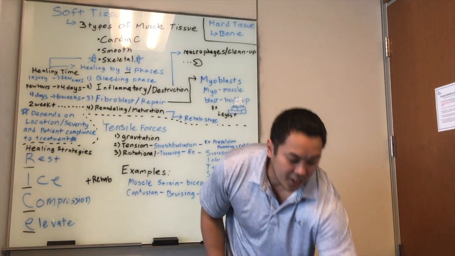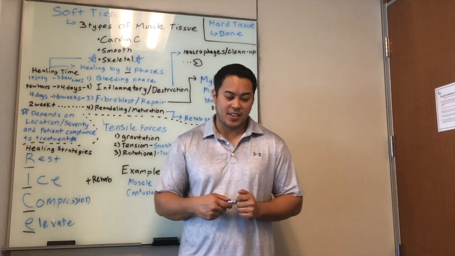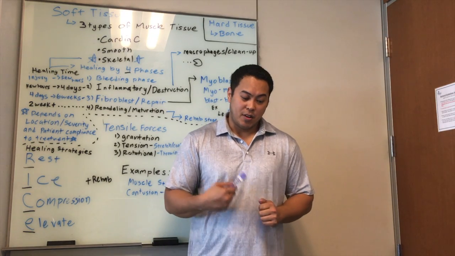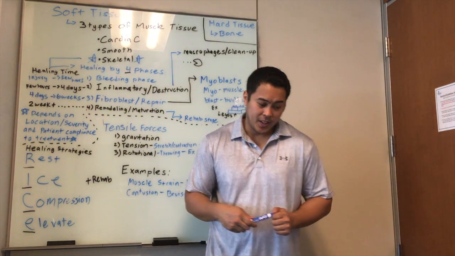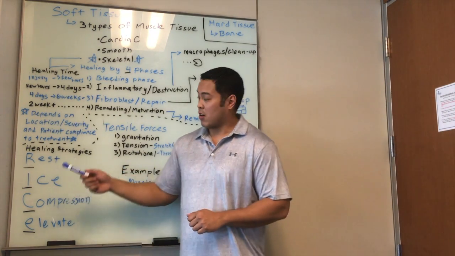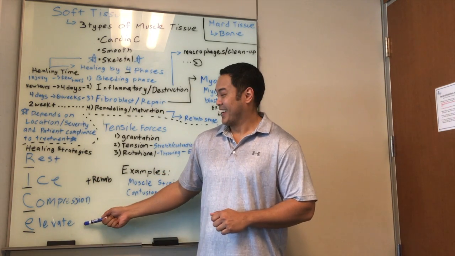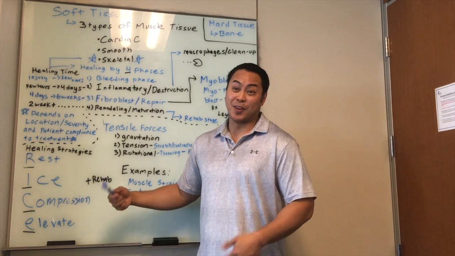So third question. Considerations for healing strategies, tensile force, and examples of muscle tissue injury. So considerations for healing strategies we have are rest, ice, compression, and elevate. The acronym for that is RICE to help you remember it.